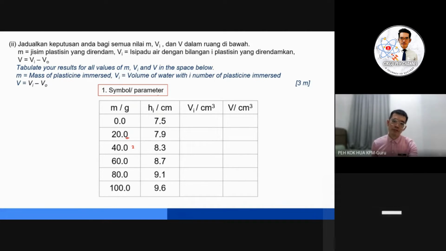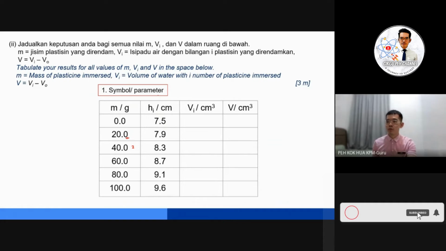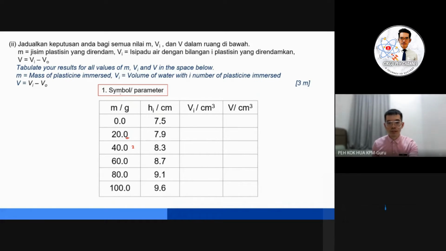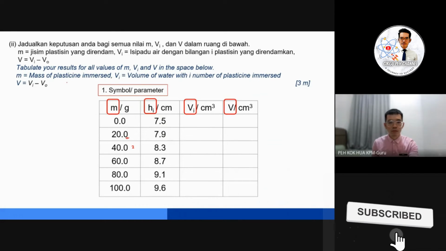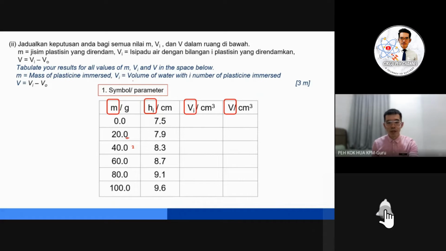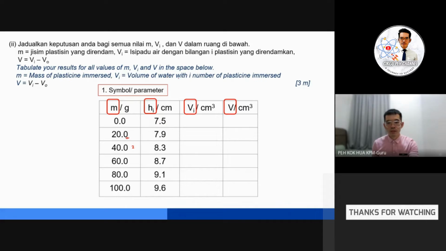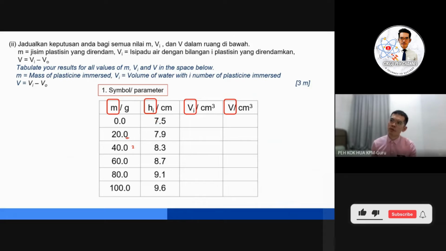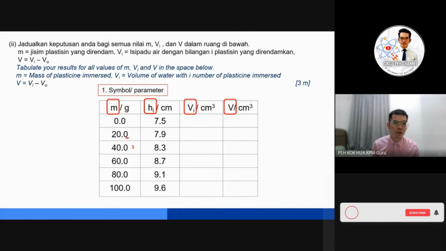Okay, so for the first tips, here you have 3 tips to fulfill to get the full marks. So the first will be the symbol. You have to put the symbol for each column here, referring to the mass of the plasticine immersed. Vi will be the volume of water with i numbers of plasticine immersed. Hi will be the height of the water level when we put the plasticine into the water. And V, you just follow the question given here, will be Vi minus V0.